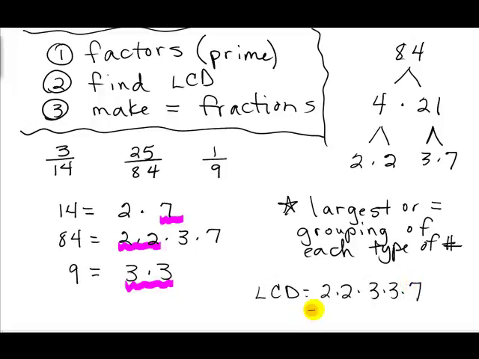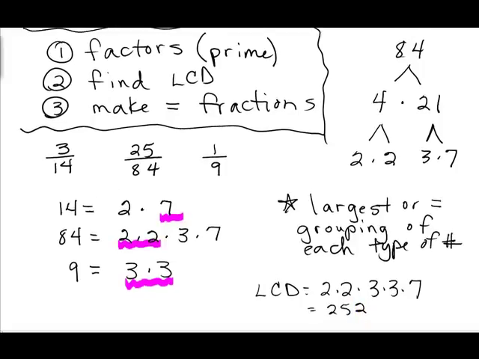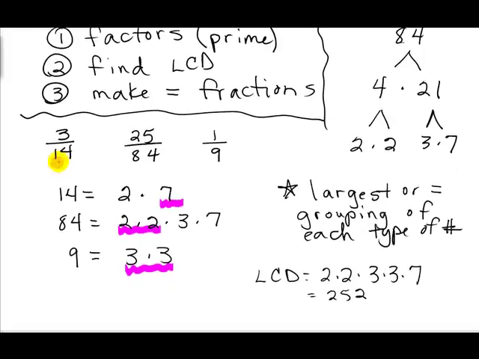And when I multiply all of that out, I get 252. So what this means is all of these numbers, 14, 84, and 9, will go into 252. And this number is going to be a little bit smaller than if I just multiplied all of these denominators. That's one way to find a common denominator, just multiply the denominators that you have, but it won't be your least. And so this is the method that we're looking at.